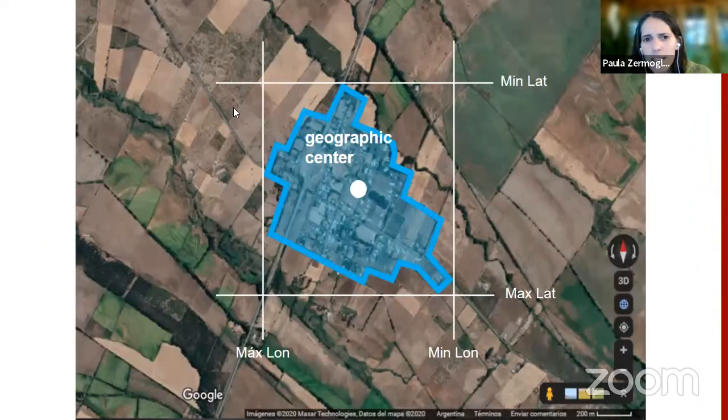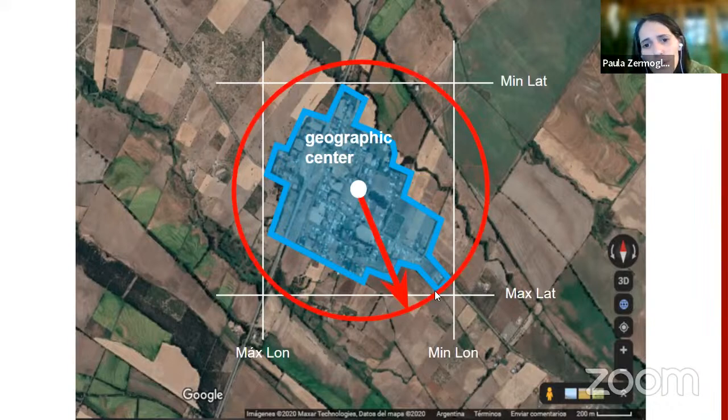So let's look at our example of this little town. We have the boundary, and we can define the minimum latitude that we have, and this is the maximum latitude. And equivalently, these are the minimum longitude and maximum longitude. Okay, so we can define the max and min geographic coordinates, latitude and longitude. And we can say the center of this is this point right here. That's the geographic center.